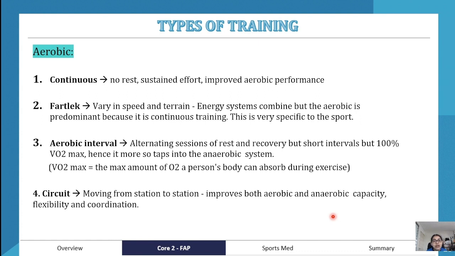Finally, we've got circuit training. As the name suggests, you're moving from one station to another, and it improves both aerobic and anaerobic capacity, so flexibility and coordination.